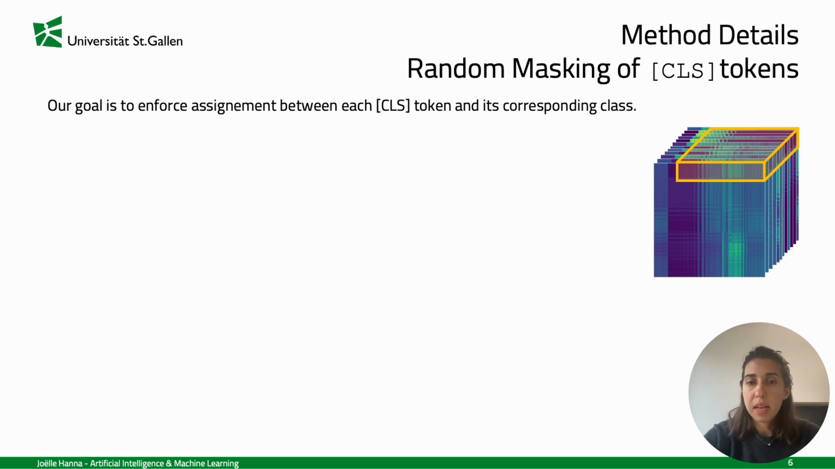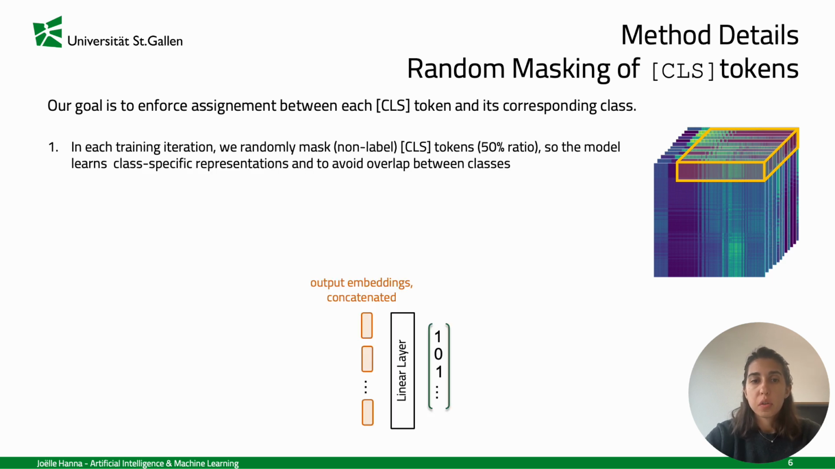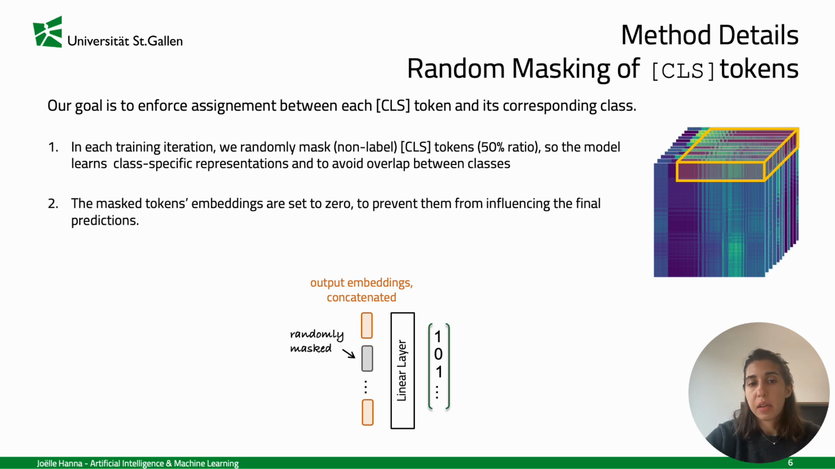Second is to randomly mask the CLS tokens during training as well to enforce an assignment between CLS token and the class label. So in each iteration, we randomly mask 50% of the CLS tokens that are not present in the label. And by masking, I mean just setting them to zero to prevent them from influencing the final prediction.